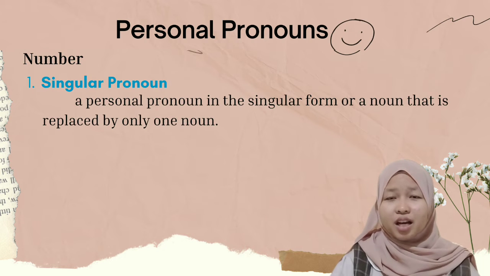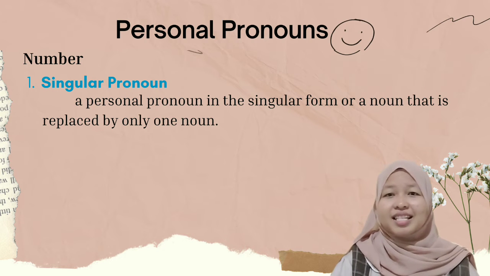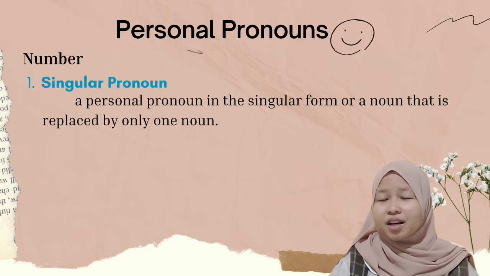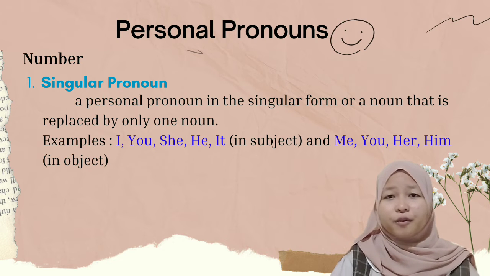A singular pronoun is a personal pronoun in a singular form, or a noun that is replaced by only one noun. Examples of singular pronouns are I, you, she, he, it in subject and me, you, her, him in object. Singular pronouns in sentences can be found in the following sentences.